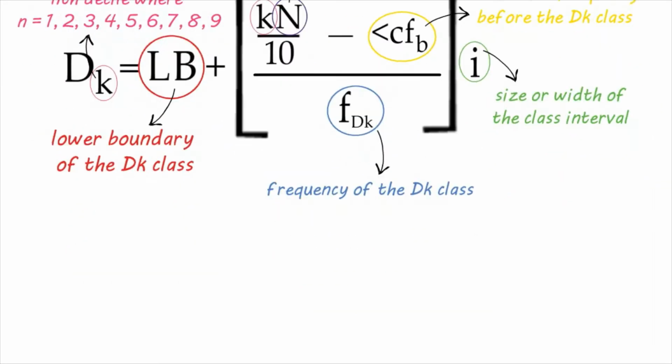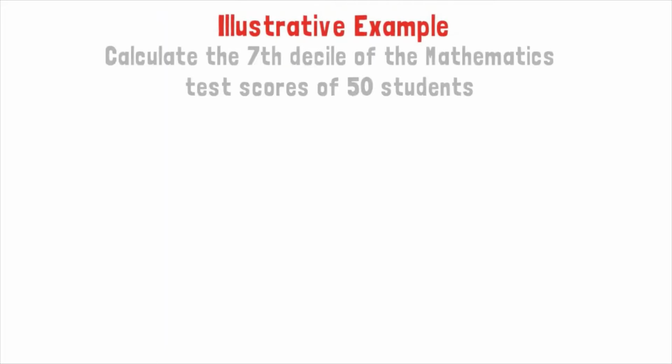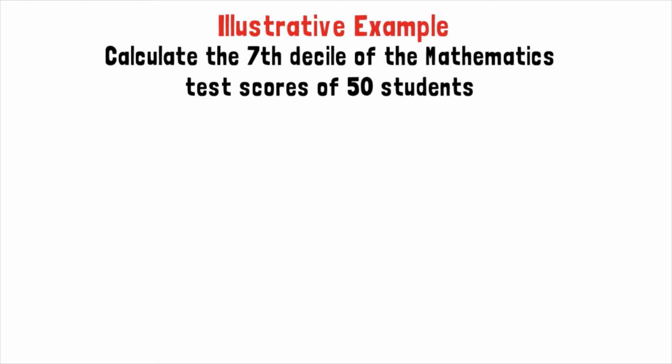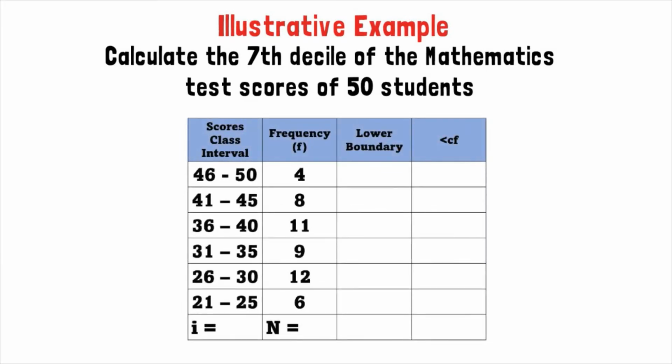So to understand it better, let us proceed with an illustrative example. Let us calculate the 7th decile of the mathematics test scores of the 50 students. Given here are the scores or the class interval and the frequency.